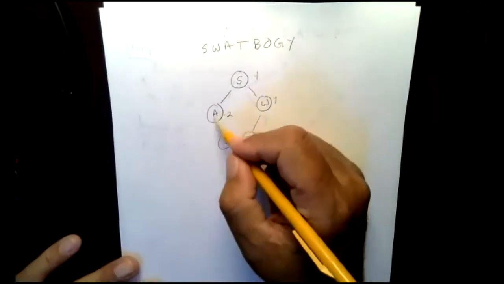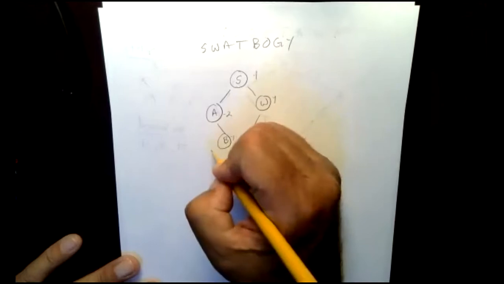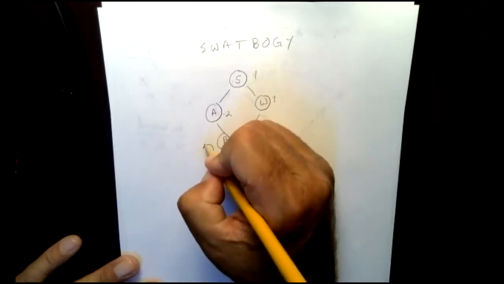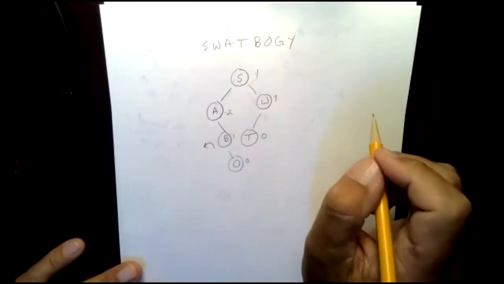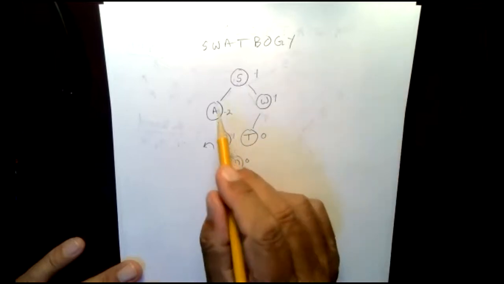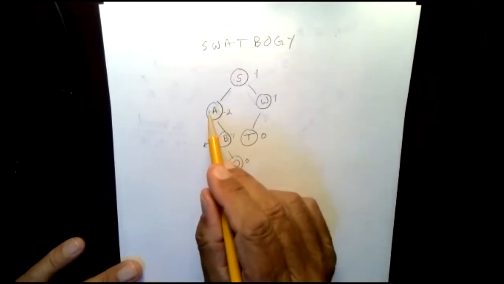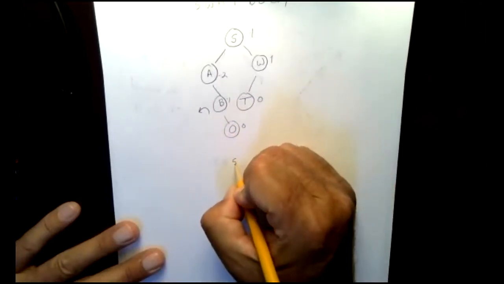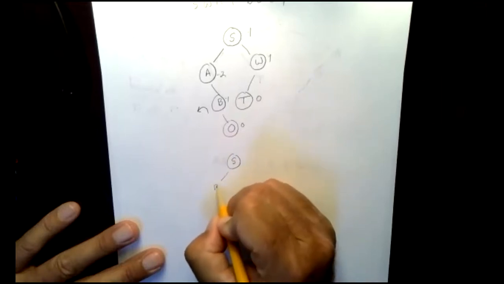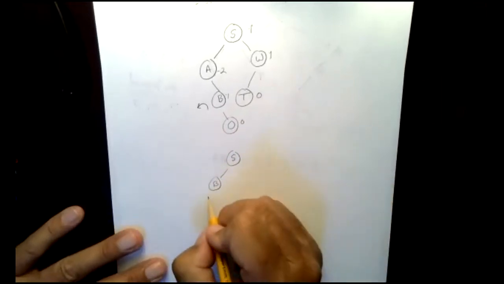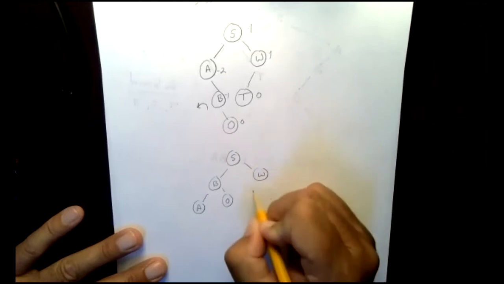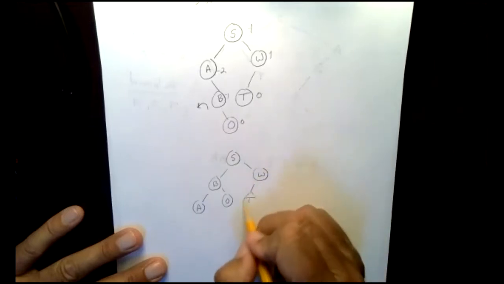Well, here's what Adelson-Velsky said. In order to eliminate this problem with the current situation, what if I do something called a left rotation? They're going to rotate B up and make B the parent to A and O. So their rotation is going to now give me S. We're going to come down to B. A is over here. O is here. W is out here. And T is here. Am I back to a balanced tree?